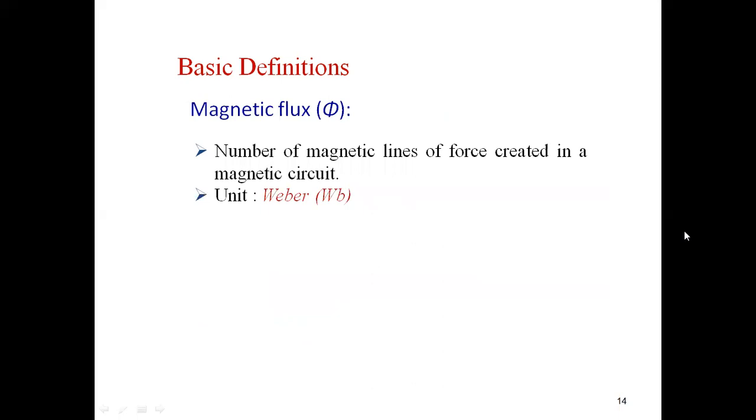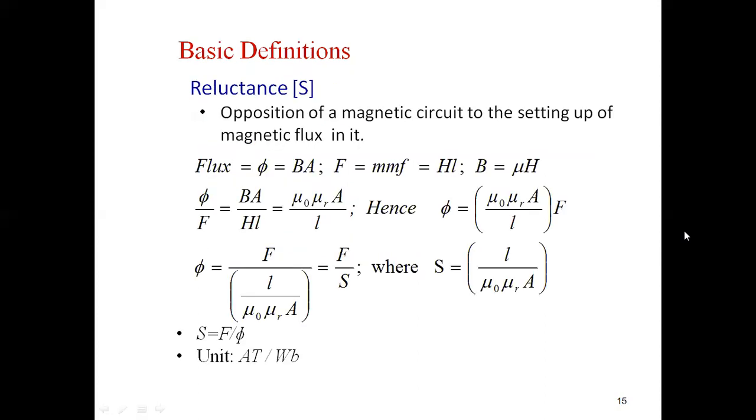Now the next definition is magnetic flux. This is analogous to electric current in the electric circuit, and in the magnetic circuit flux is the number of magnetic lines of force created in a magnetic circuit. The unit of magnetic flux is the Weber, and the analogy is I, the current in the electric circuit.